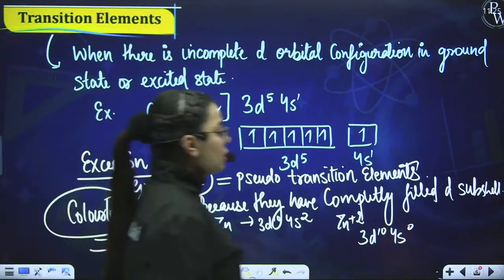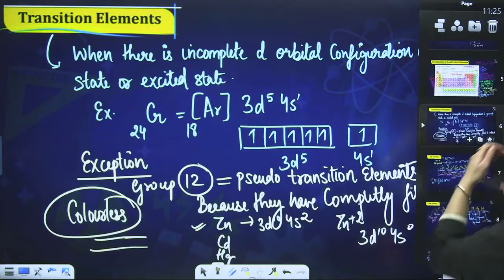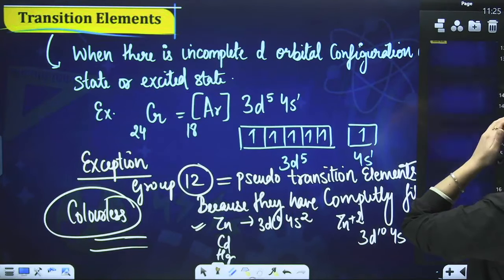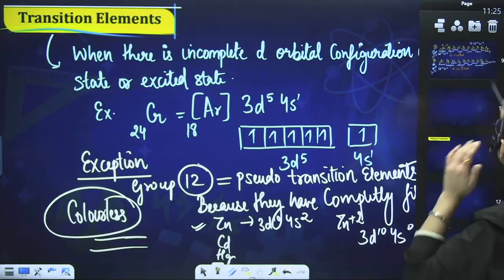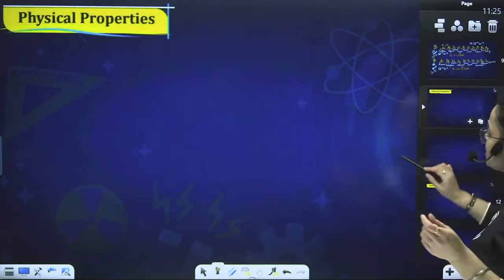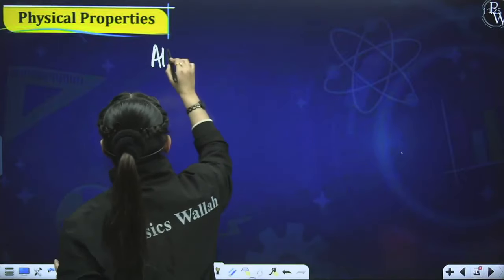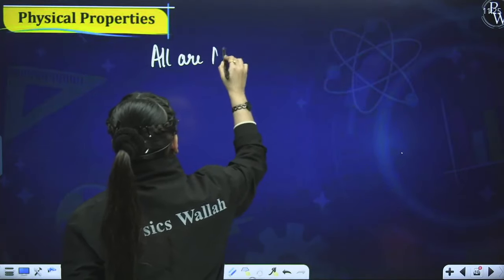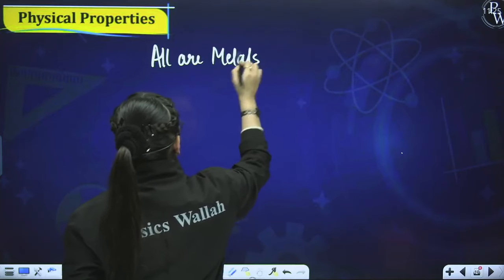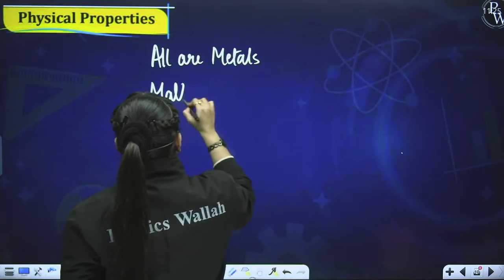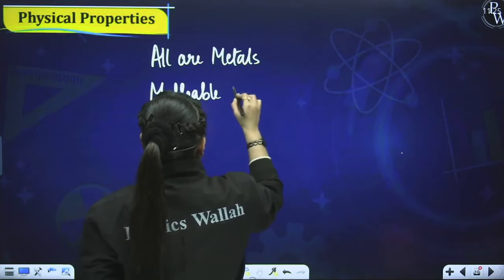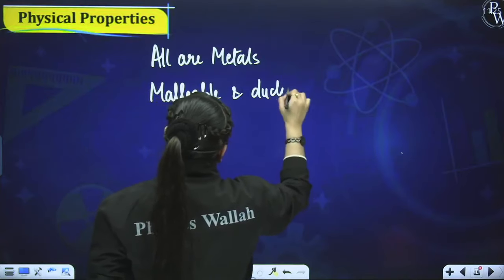Now let us move on to the physical properties. We shall start with the physical properties with regard to the chapter, the d block elements. All the d block elements are metals. They are malleable and ductile.